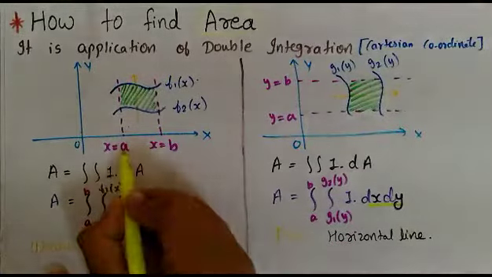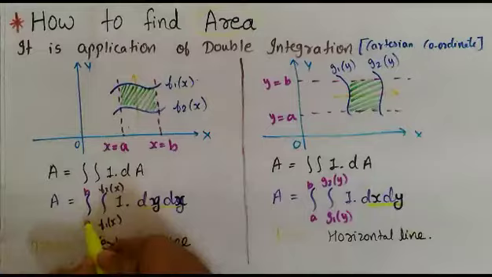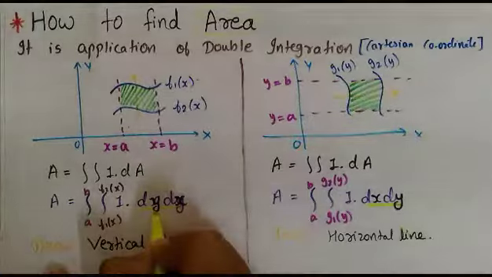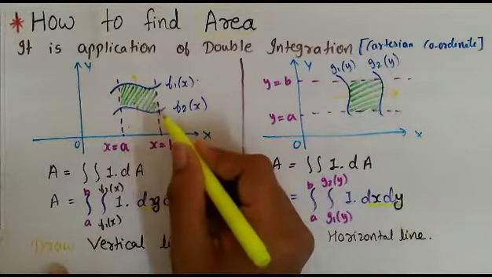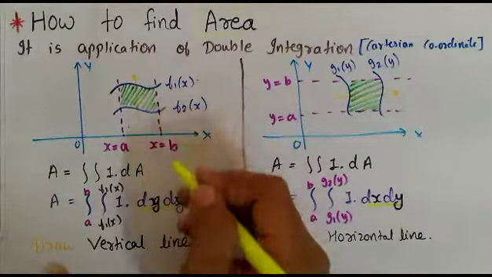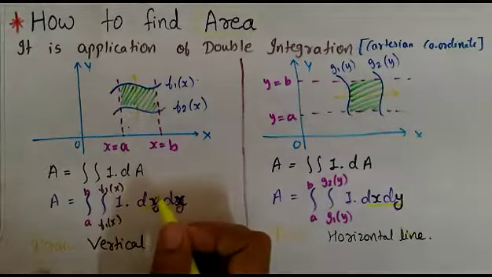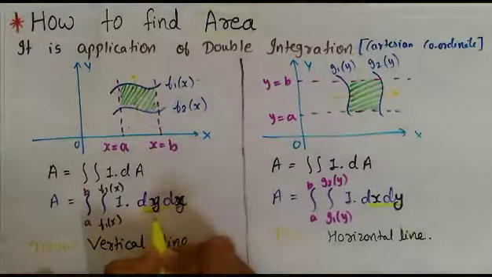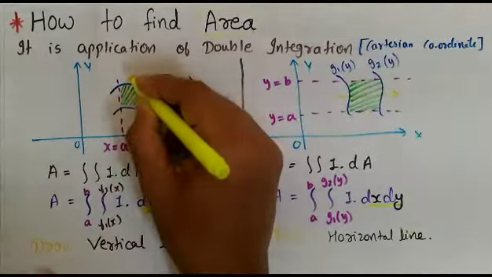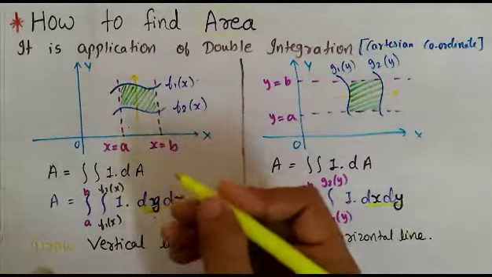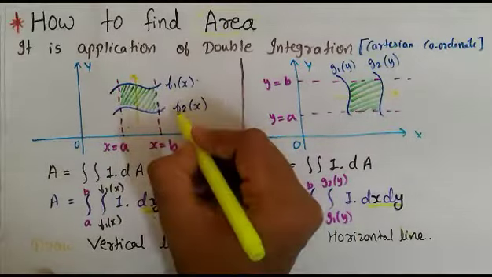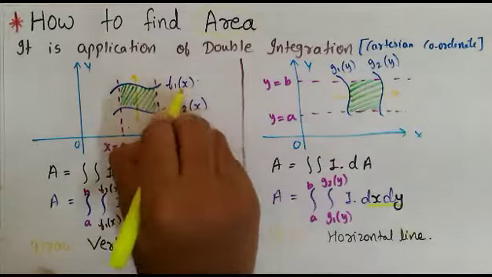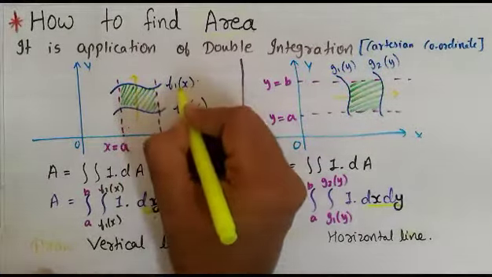So here x is constant, so we can take the limit constant, and for y we can take function value because y is not constant. And always remember one rule: when it is dy dx, first it is dy, then always draw a vertical line. So I have drawn a vertical line. Now see from where this vertical line is entering. It is entering from f2 of x and leaving from f1 of x.